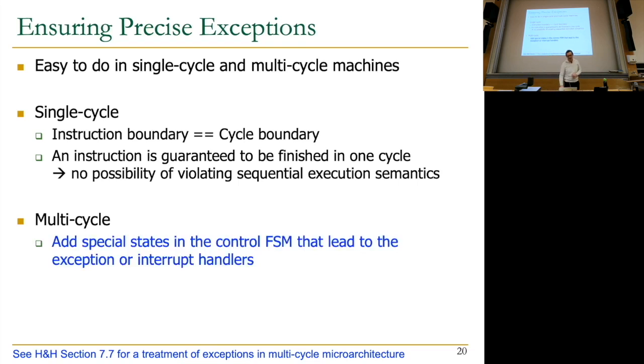In a multi-cycle machine, it's not that big of a problem, but we need to do something special, basically. How do we actually go to the interrupt or exception handler? So you need to add special states in the finite state machine. Remember the finite state machine that specifies the behavior of the multi-cycle machine? You need to add a special state, well, multiple special states to the control finite state machine that lead to the exception or interrupt handlers.